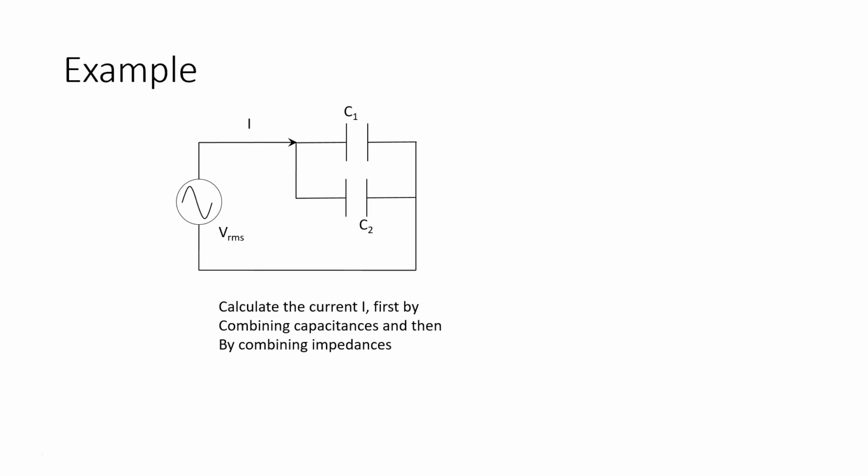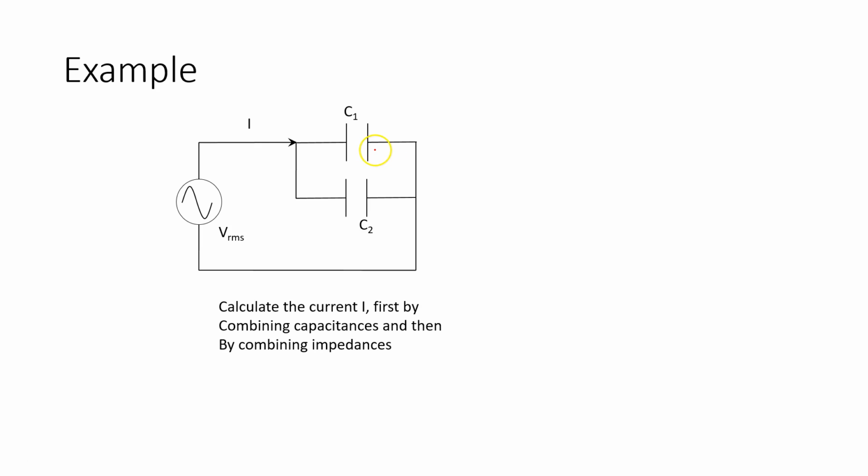So let's do a little example. We're going to calculate the current I by first combining capacitances and then combining impedances, and we'll look at the difference between these approaches. So first off, let's do it by calculating the capacitances.